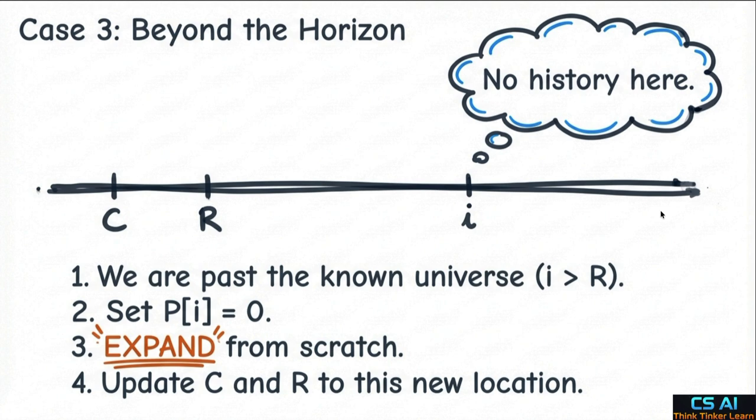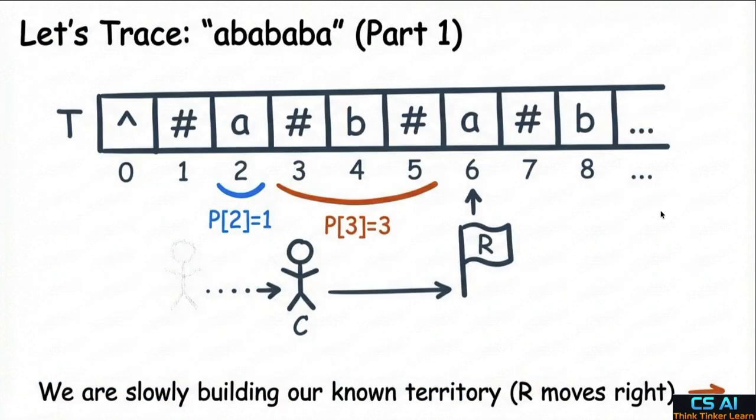Manacher's is a constant cycle of using history until it runs out, then building new history. Let's visualize this with a trace of ABABA.